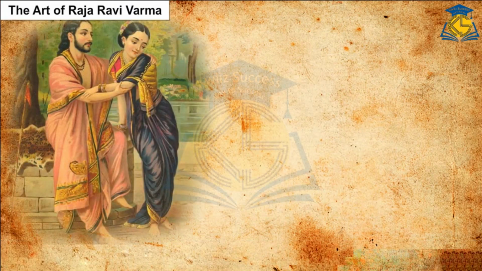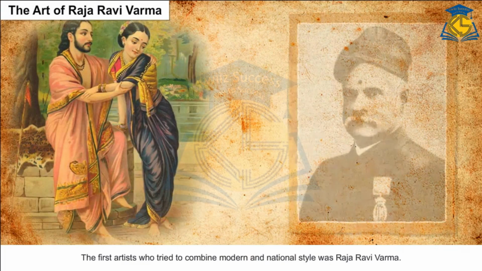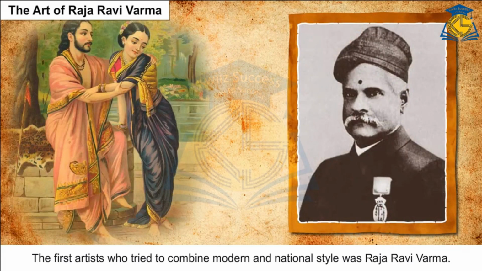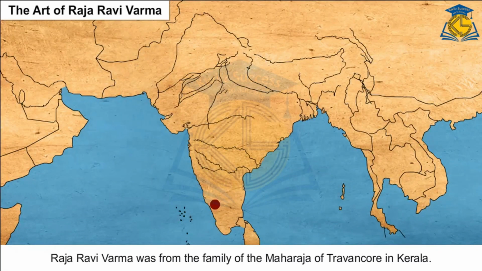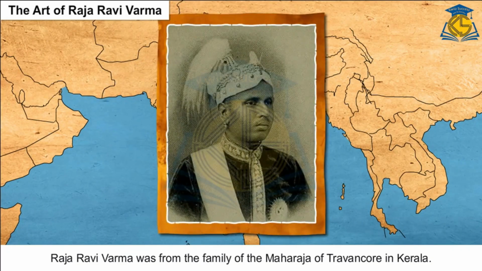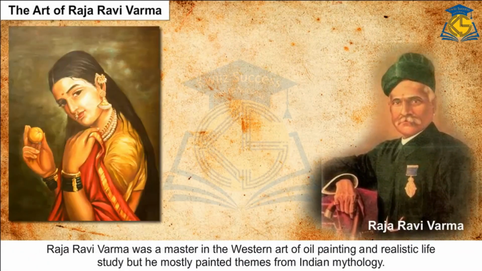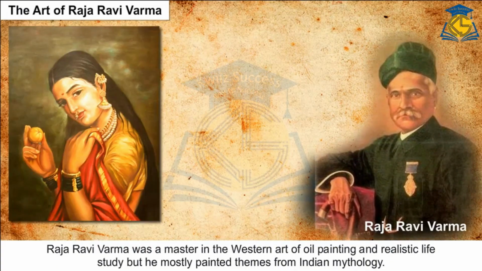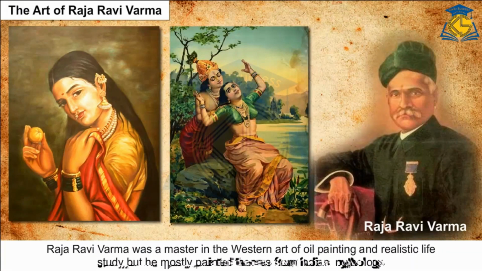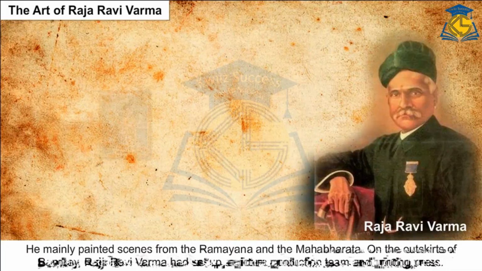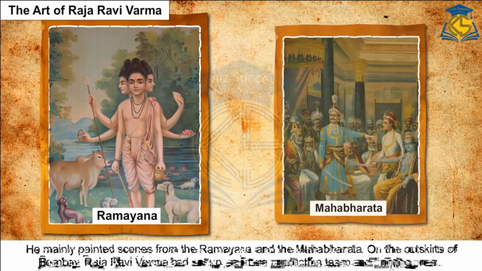The art of Raja Ravi Verma. The first artist who tried to combine modern and national style was Raja Ravi Verma. Raja Ravi Verma was from the family of the Maharaja of Travancore in Kerala. He was a master in the Western art of oil painting and realistic life study, but he mostly painted themes from Indian mythology. He mainly painted scenes from the Ramayana and the Mahabharata.